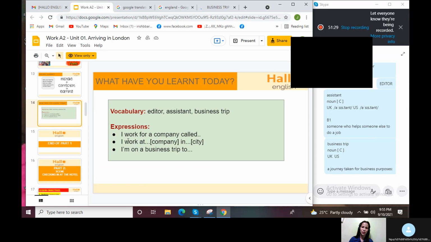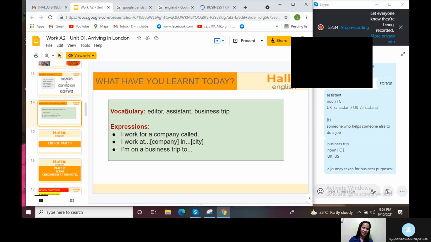And expressions. I work for a company called. The expressions that we use during the... these are the phrases that we use when we introduce ourselves or when we say something about our job. These three phrases: I work for a company called. I work at. And last is I'm on a business trip too. You have to remember that when you are introducing your job or you say something about your job, you will use these phrases.